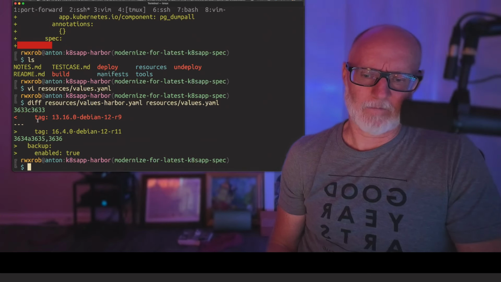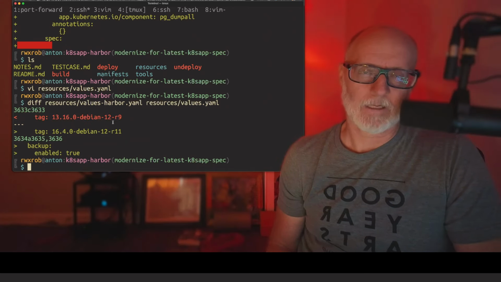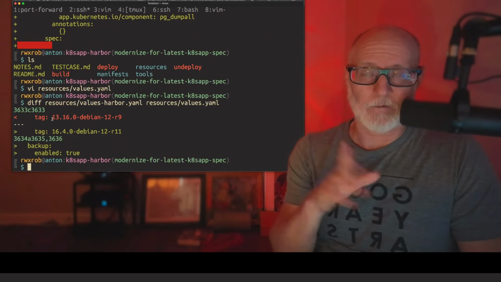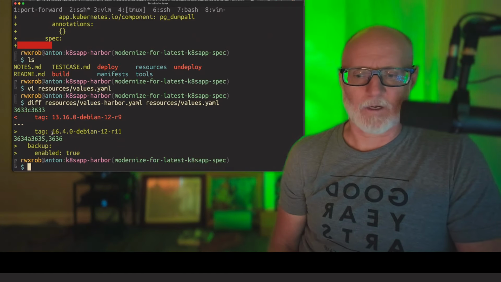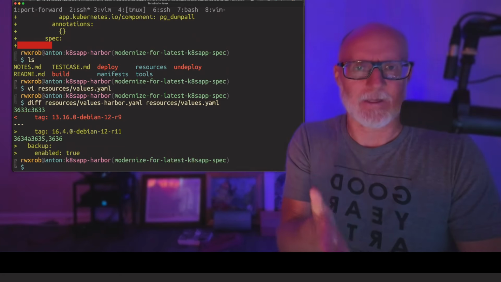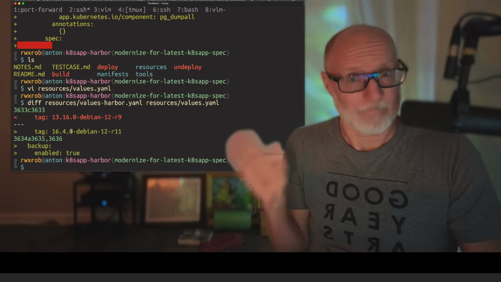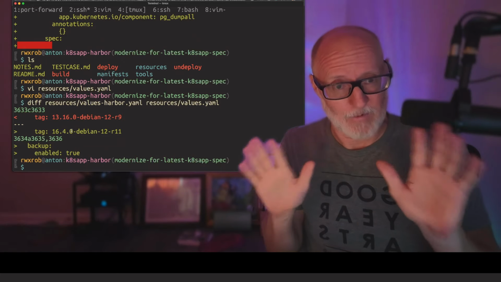Here we have a tag that's 13.6, and that's the broken tag. We've already talked about that in a separate video. So we updated it to 16.4, which by the way is consistent with the dependency I just showed you in the charts.lock file. So I'm not going to rant anymore about that.